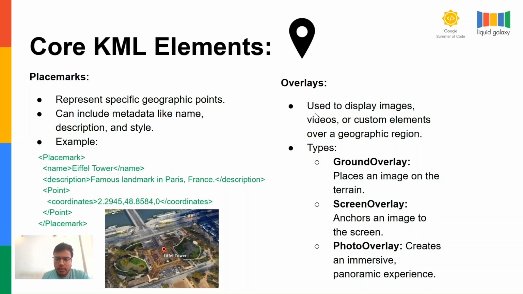The next thing is overlays. We can use overlays for displaying images, videos, and custom elements, which can also include HTML elements, over a geographic region. Overlays can be of three main types. The first is the ground overlay, which places an image on the terrain, so the image basically takes on the style of the terrain. Second is the screen overlay, where anchors are attached to the screen. Objects are visible and consume a specific portion or pixels of the screen. Next is the photo overlay, which creates an immersive panoramic experience. We are going to see these three overlay styles through an example in the next slide.